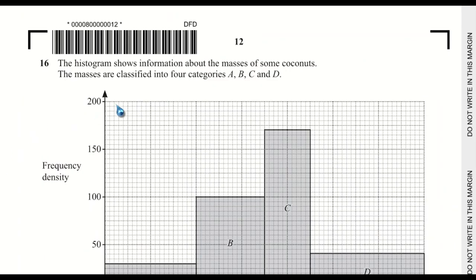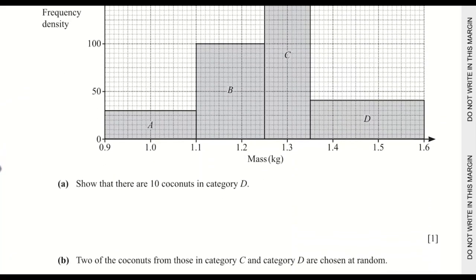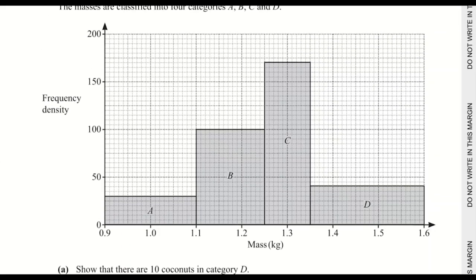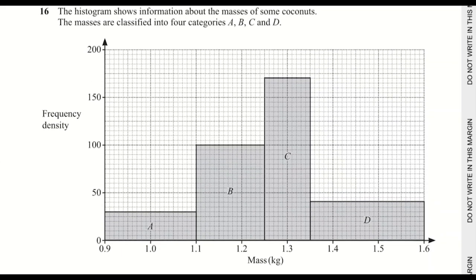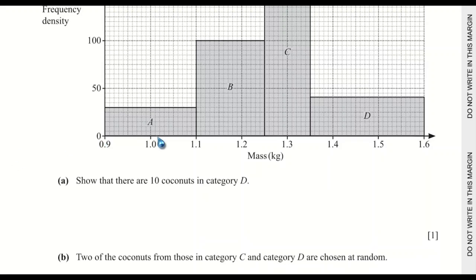The histogram shows information about the masses of some coconuts. The masses are classified into 4 categories, A, B, C, and D respectively, and you have the histogram. Part A shows that there are 10 coconuts in category D. Okay, so in the histogram, we have the frequency density and the masses, but we don't know the frequencies. But there's a relationship: the frequency density, denoted by FD, equals the frequency F over the class size.